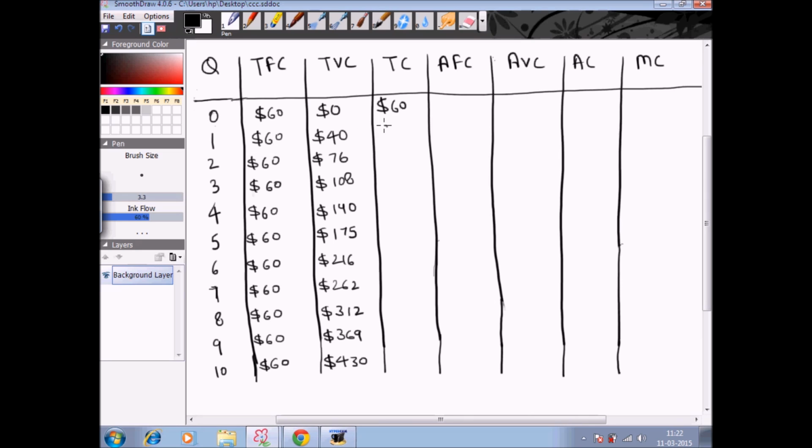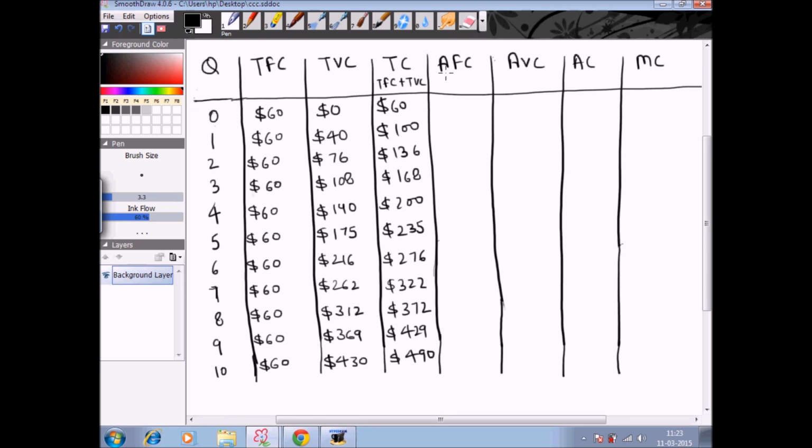For the second case it would be $100, and likewise then $136, then $168, then 200, 235, then 276, then 322, then 372, then 429, and then 490. So likewise we calculate the total cost. So total cost is equal to total fixed cost plus total variable cost.